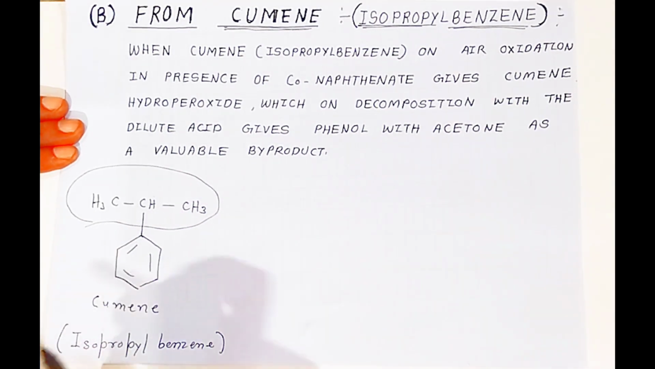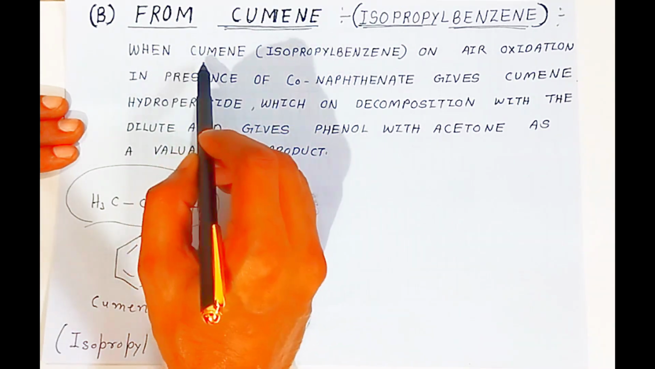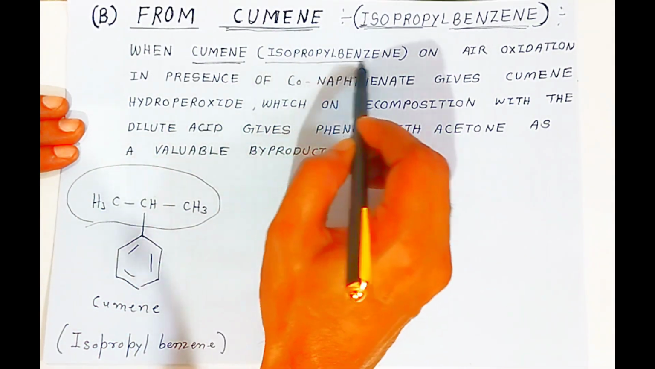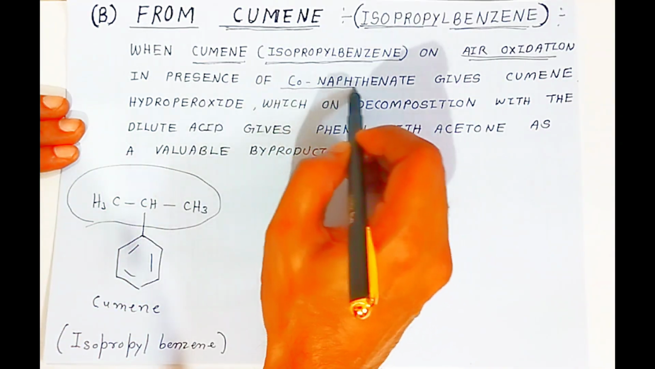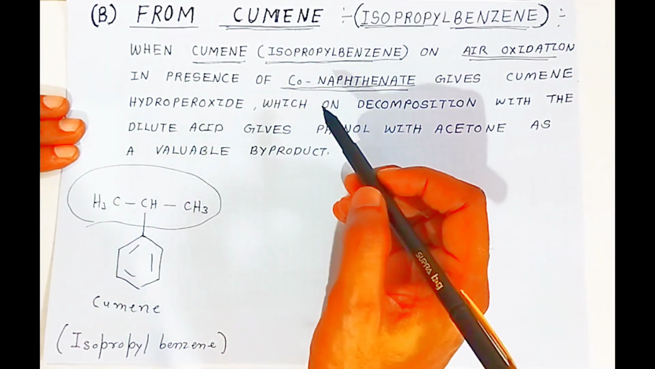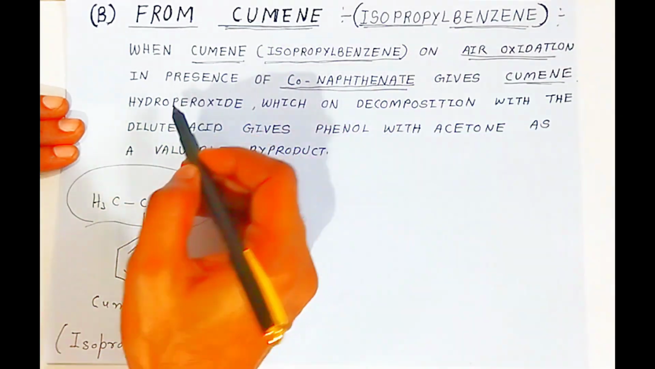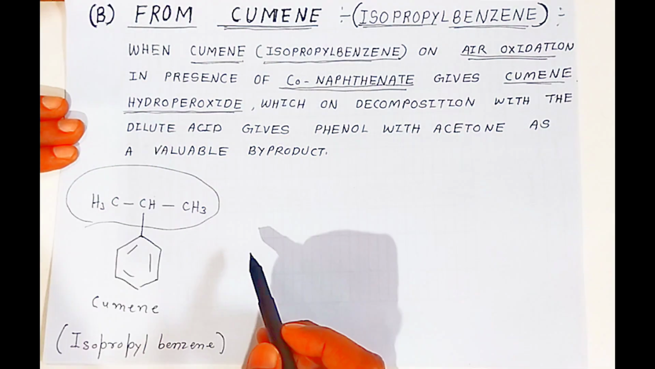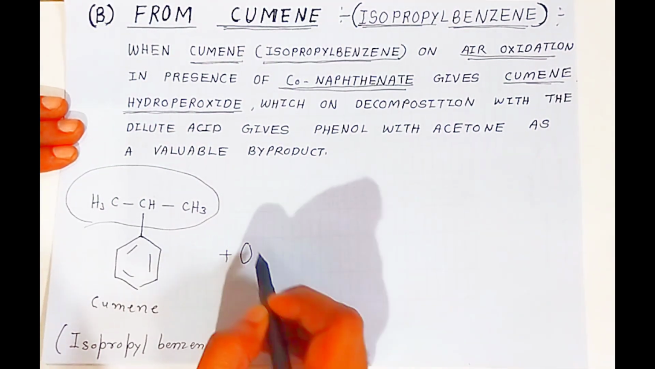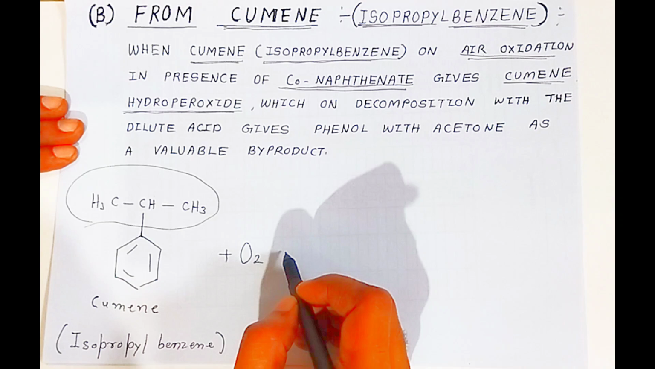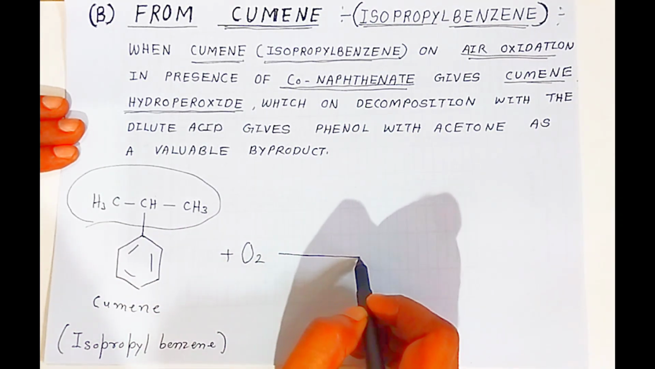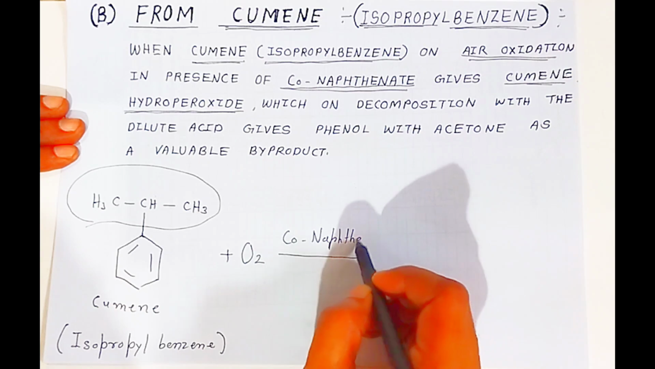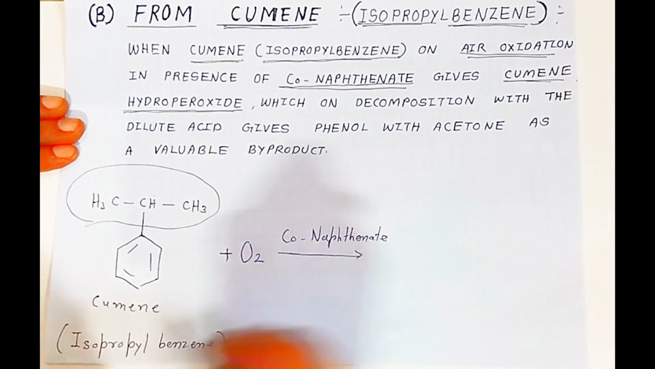Understanding, students? Now read it, very important: when cumene, that is isopropyl benzene, undergoes air oxidation in the presence of cobalt naphthenate, it gives cumene hydroperoxide. So oxidation takes place in the presence of cobalt naphthenate. Very important, students: you have to heat this cumene in the presence of cobalt naphthenate. You have to write it like this in the examination, then only will you get full marks.